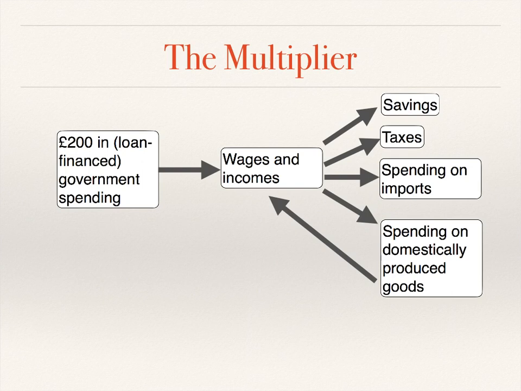And what happens when somebody spends something on domestically produced goods? Well, they create more wages and incomes. So this little circuit here between wages and incomes, spending, and then back to wages and incomes, that is at the core of Keynesian thought. One person's spending is another person's income. And if you think about things in that way, you start to get a picture of the economy as a whole.